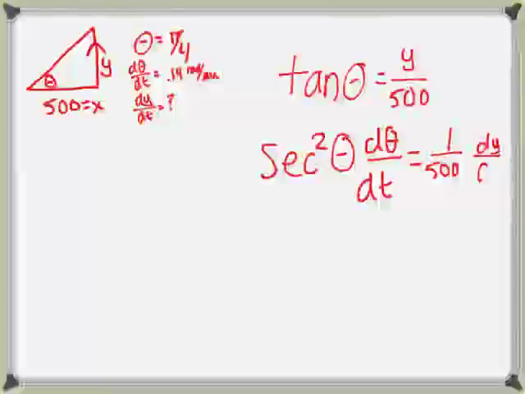At this point, we can plug in anything that we know values for and hope that there's only one thing left, and that is the thing that we want. So secant squared of pi-fourths, since theta is pi-fourths, times d theta dt, which is 0.14, equals 1 over 500 times dy dt, which we don't know, but that's what we wanted to solve for. So it's good that that's the only thing that's left.